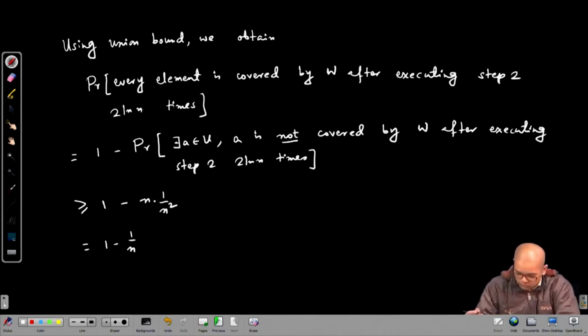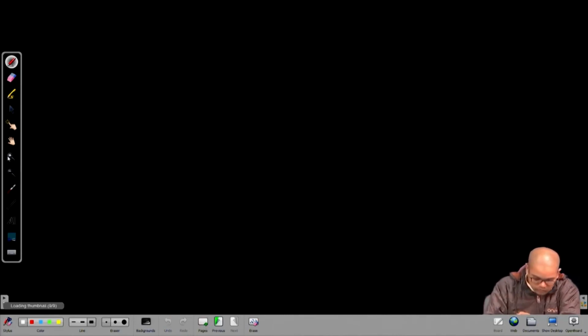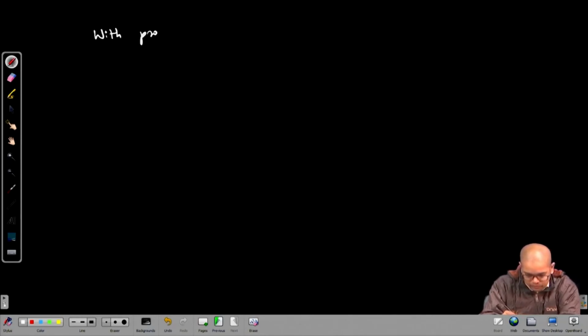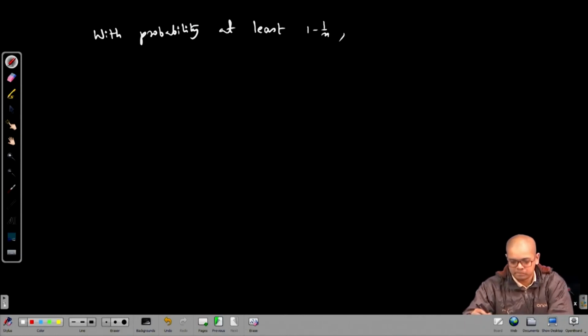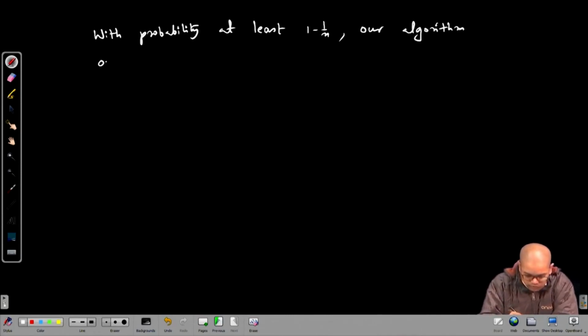Okay, so with probability at least 1 minus 1 by n, our algorithm outputs a valid set cover.